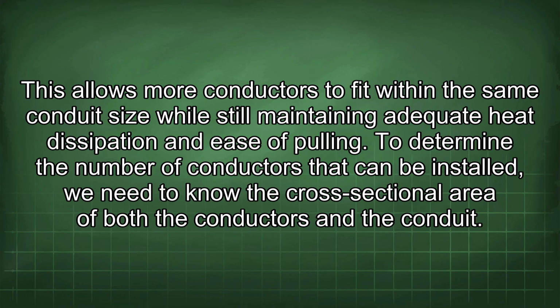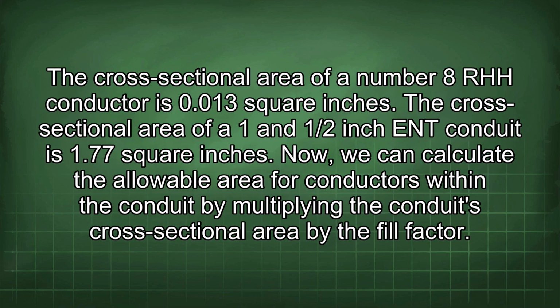To determine the number of conductors that can be installed, we need to know the cross-sectional area of both the conductors and the conduit. The cross-sectional area of a number 8 RHH conductor is 0.13 square inches. The cross-sectional area of a 1 and 1/2 inch ENT conduit is 1.77 square inches.